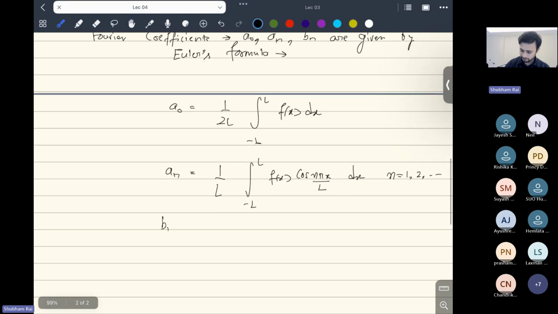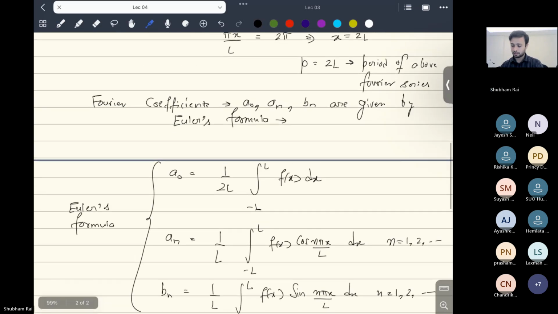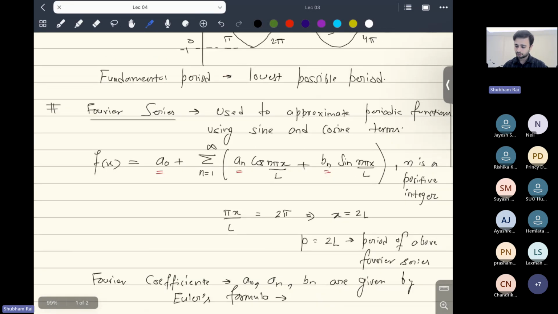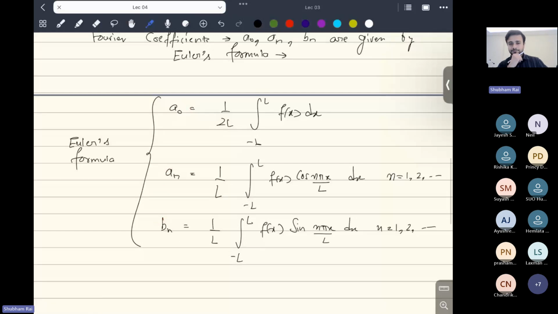And similarly, bn is given by 1 by l, integral from minus l to l of f of x sine n pi x by l, and dx, and similarly n will go from 1, 2, and so on. So these all three combined together are known as Euler's formula. So now f of x will be known to you, it will be some periodic function. We will solve one problem as well, then we will see how to obtain these Fourier coefficients. So now we have this Fourier series, and we can obtain these Fourier coefficients using this formula.